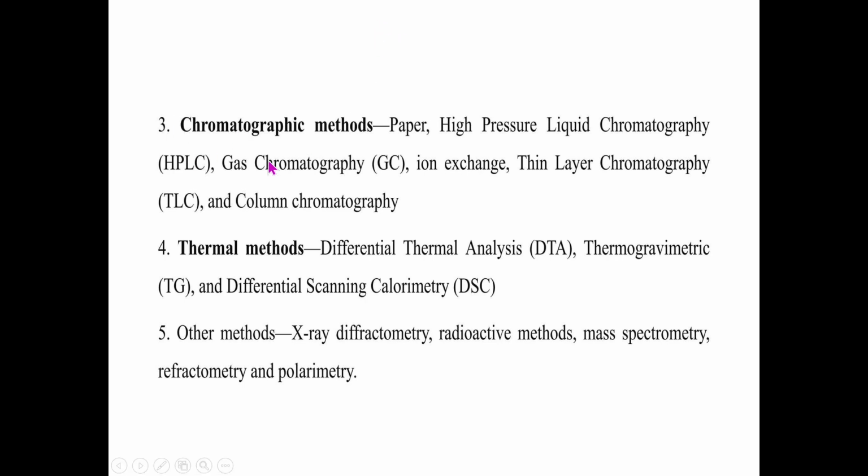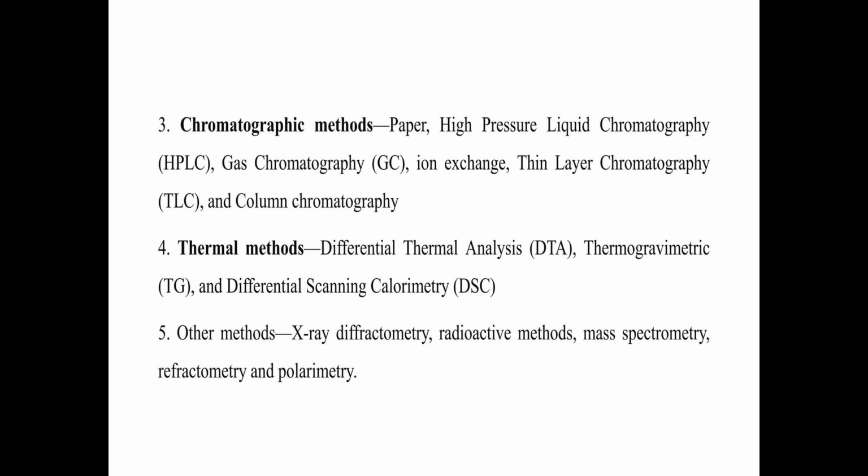The next type used for the determination of a sample is the chromatographic method, through which we can analyze and determine the concentration as well. These methods are high pressure liquid chromatography, gas chromatography, ion exchange chromatography, thin layer chromatography, and column chromatography. So these are the basic types of chromatographic methods used for the determination of the compound.